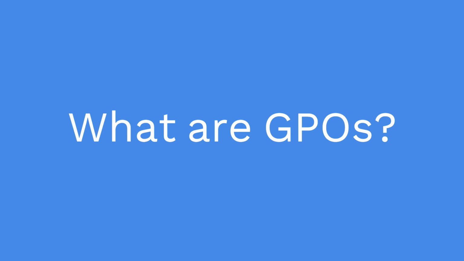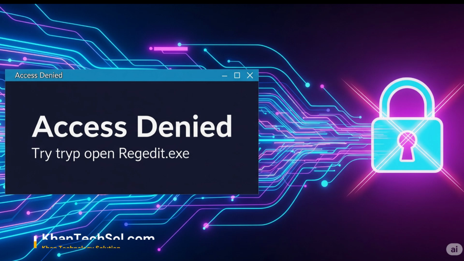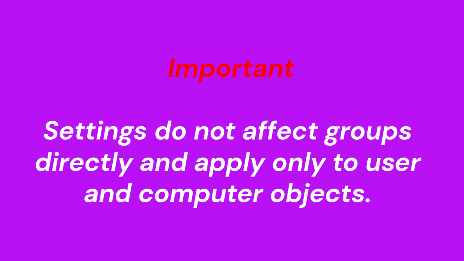What are GPOs? The most granular component of group policy is an individual policy setting. An individual policy setting defines a specific configuration, such as a policy setting that prevents a user from accessing registry editing tools. If you define that policy setting and then apply it to a user, that user will be unable to run tools such as regedit.exe. Some settings affect a user, known as user configuration settings or user policies, and some affect the computer, known as computer configuration settings or computer policies. Important: settings do not affect groups directly and apply only to user and computer objects.